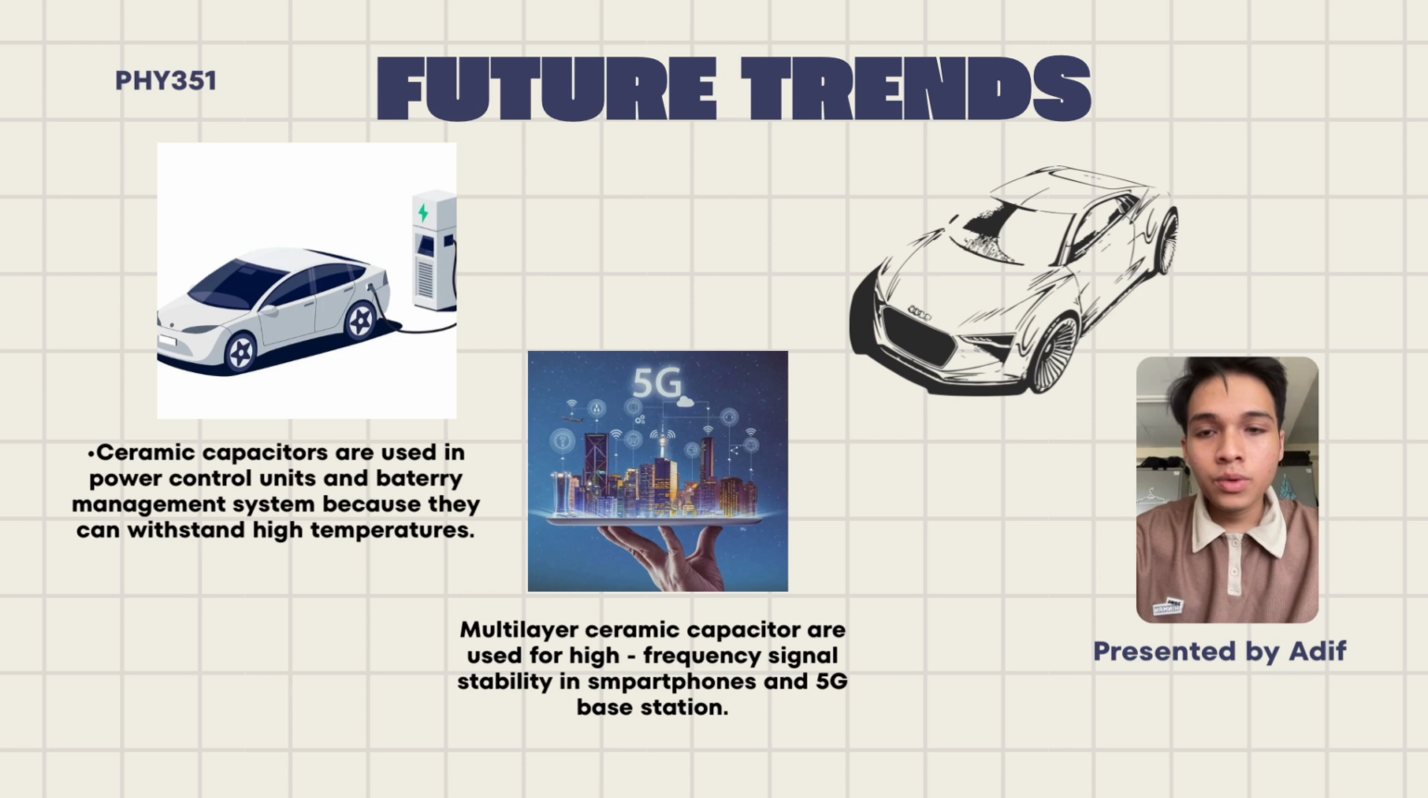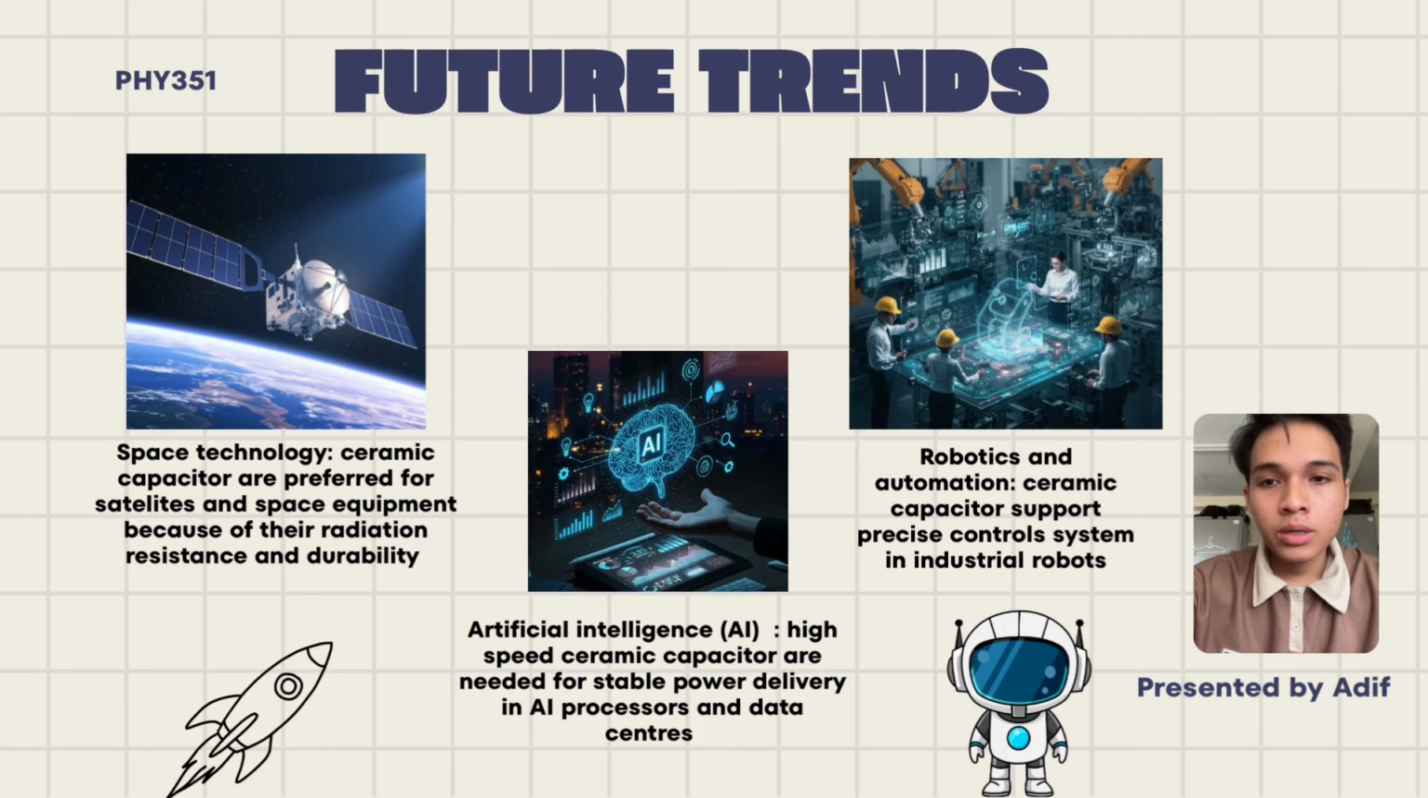For the first future trend, it is electric vehicles. Ceramic capacitors are used in power control units and battery management systems because they can withstand high temperature. For the second one, 5G systems. Multi-layer ceramic capacitors are used for high frequency signal stability in smartphones and 5G base stations. Here are three other examples for future trends.